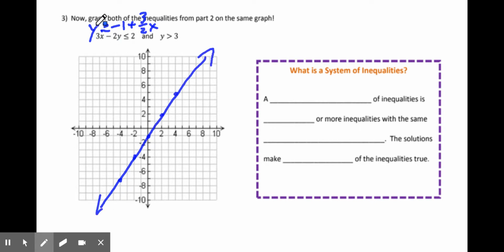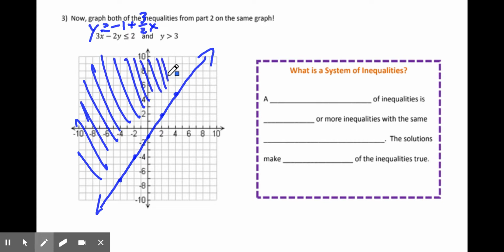And y is greater than or equal to, so we're going to shade above this line in blue. All right, so I don't want to go too crazy with the shading because I want you to be able to see both the lines at the same time. So now let's come over here. We'll pick a different color.